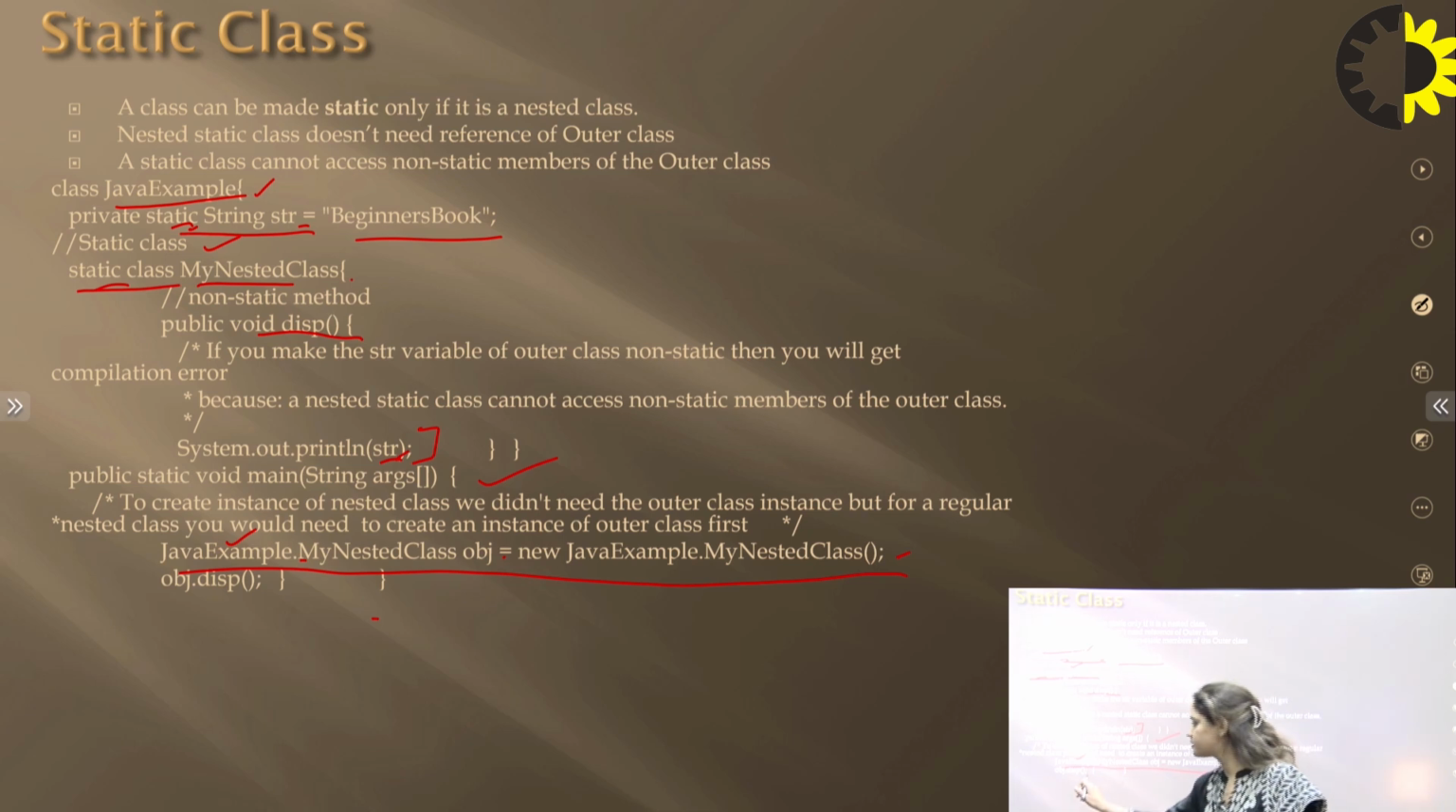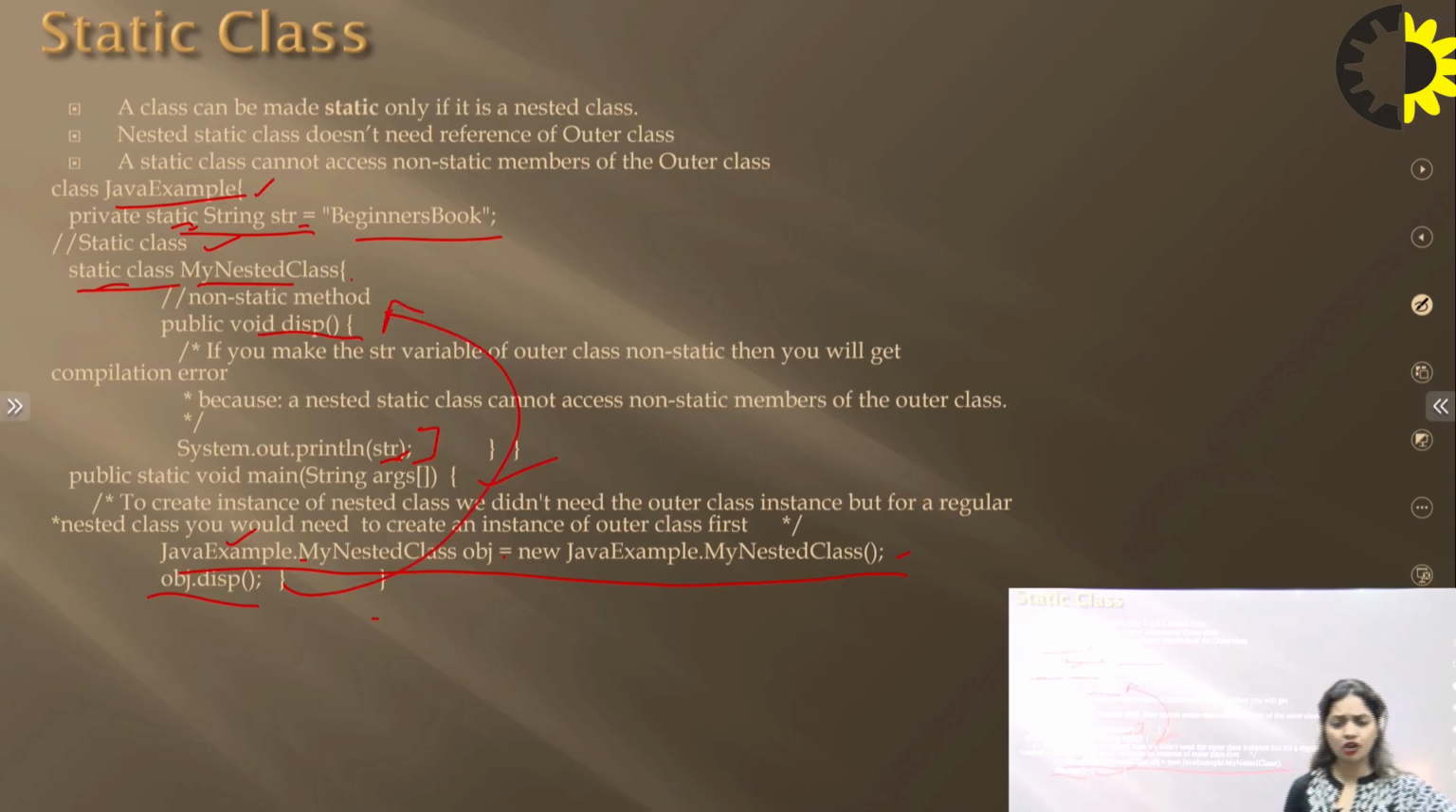Then we are just calling this display method, which is inside our static class MyNested, with the help of this object. So we are not creating an object for the MyNested class by writing MyNested object equals new. Instead, we are writing a reference: the outer class, then the dot operator, then our static class, and then we are creating an object for this. That is, indirectly we are invoking our static class. So this is one way of coding. There are four uses of this static keyword, which we have seen with the help of examples.